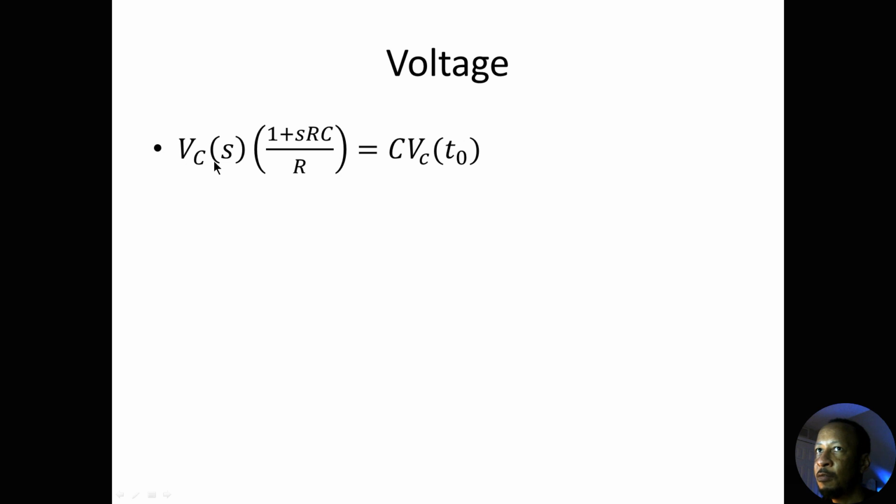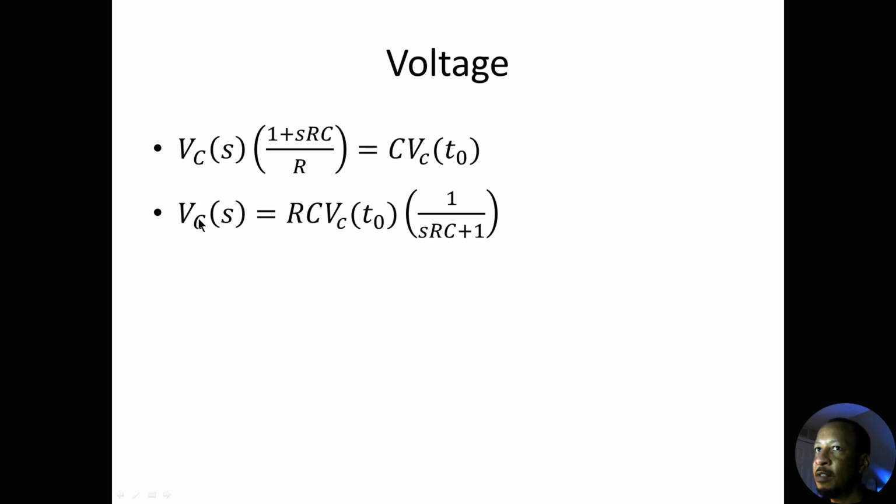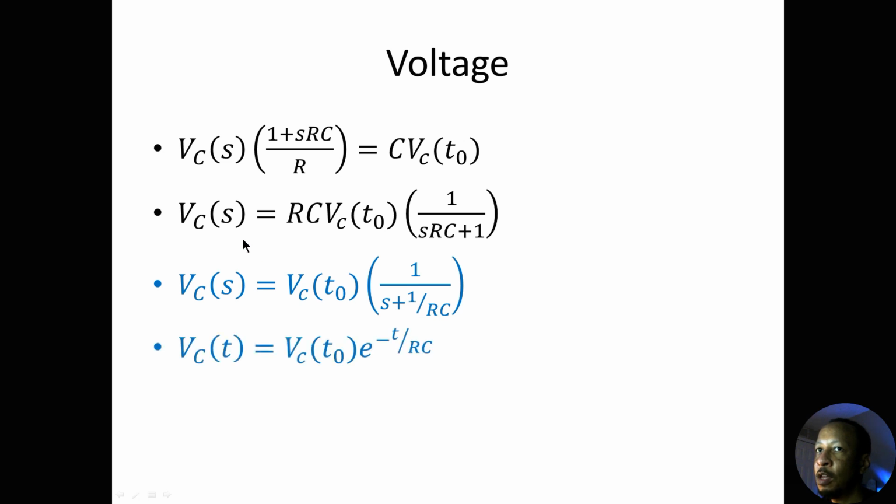Next, VC of S times 1 plus SRC divided by R equals C VC of T sub 0. Next I have VC of S equals RC VC of T sub 0 times 1 divided by SRC plus 1. And finally I have VC of S equals VC of T sub 0 times 1 over S plus 1 over RC. That translates into the time domain as VC of T equals VC of T sub 0 times e to the negative t divided by RC. That's the same as before, so this checks out.